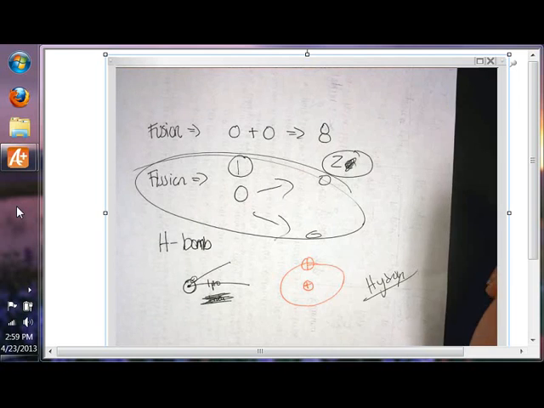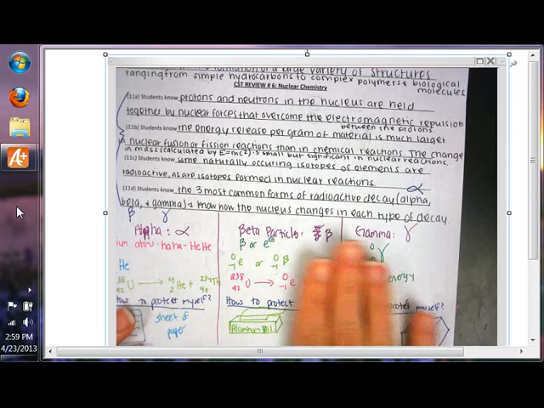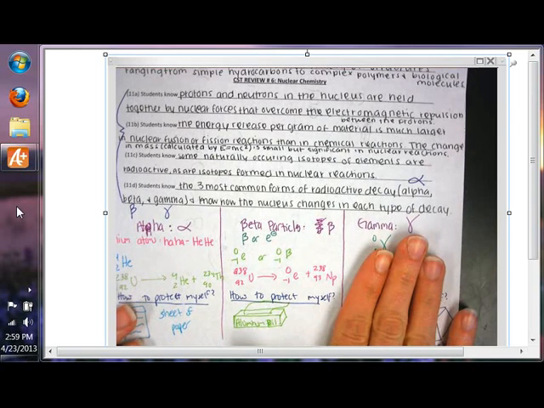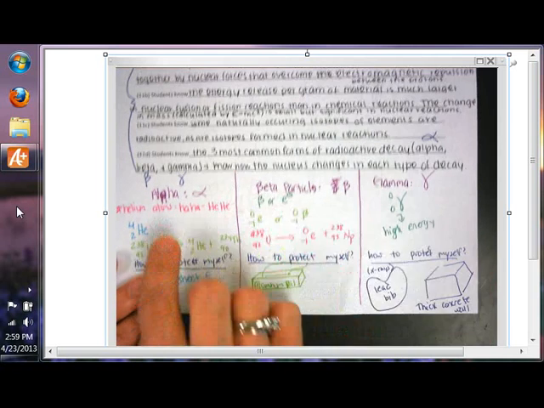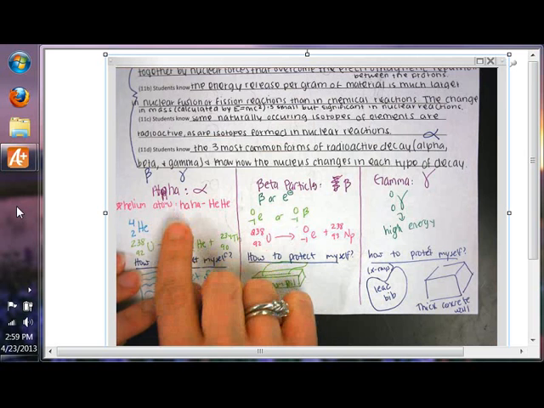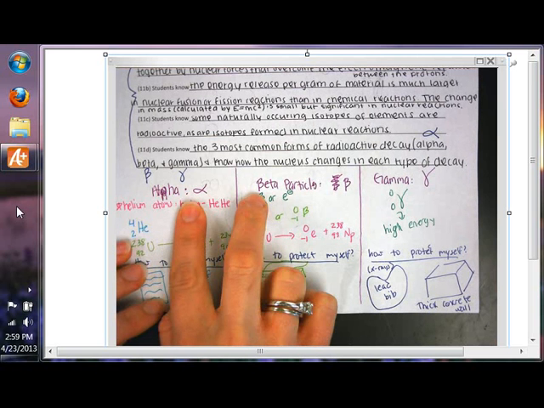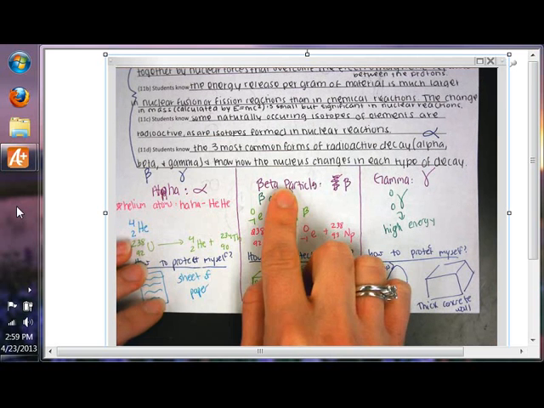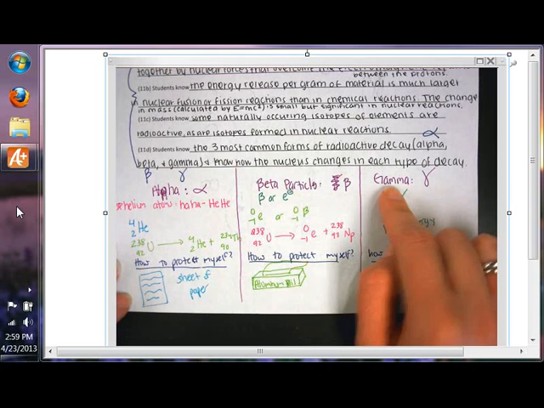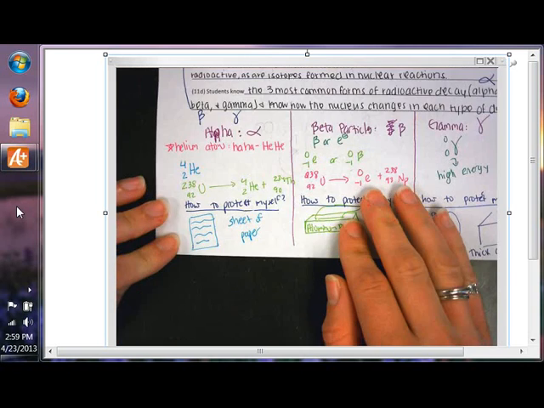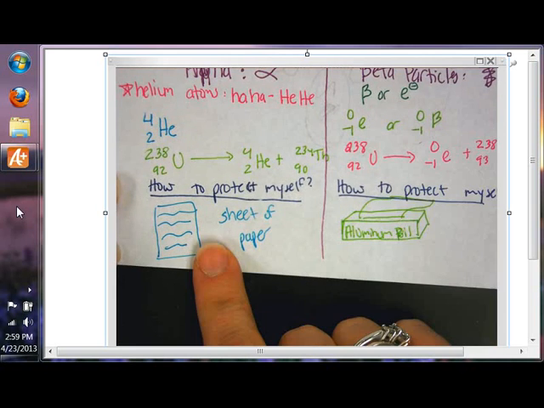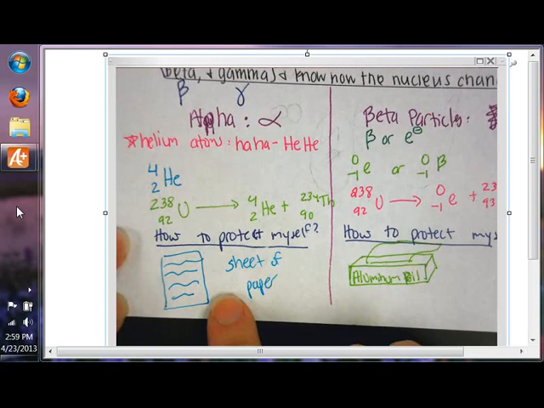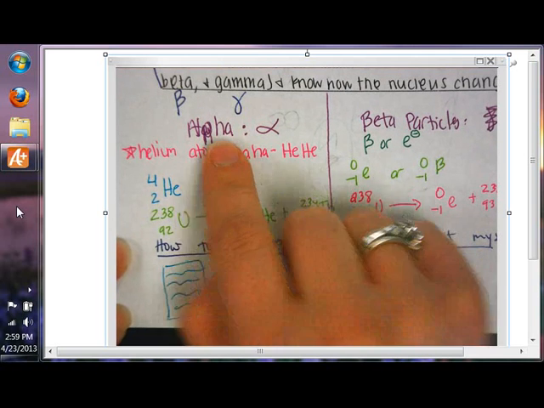Now, there are 3 main types of nuclear radiation, most commonly known as radioactive decay. They are alpha, beta, and gamma. The strength increases as the alphabet increases. So alpha, not very strong, beta, stronger, gamma, very strong. The first thing I'm going to go over is how to protect yourself. If you had a sheet of paper, that could protect you from an alpha particle. All you'd have to do is hold up a little piece of paper and you would be protected.